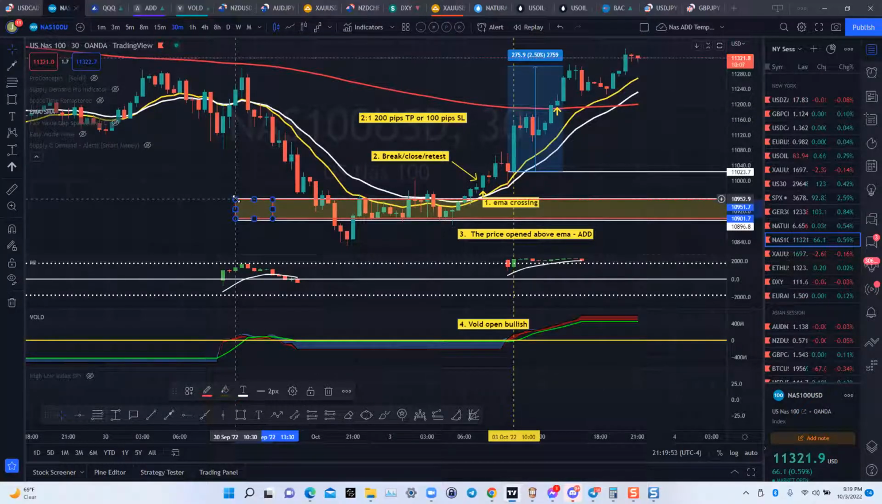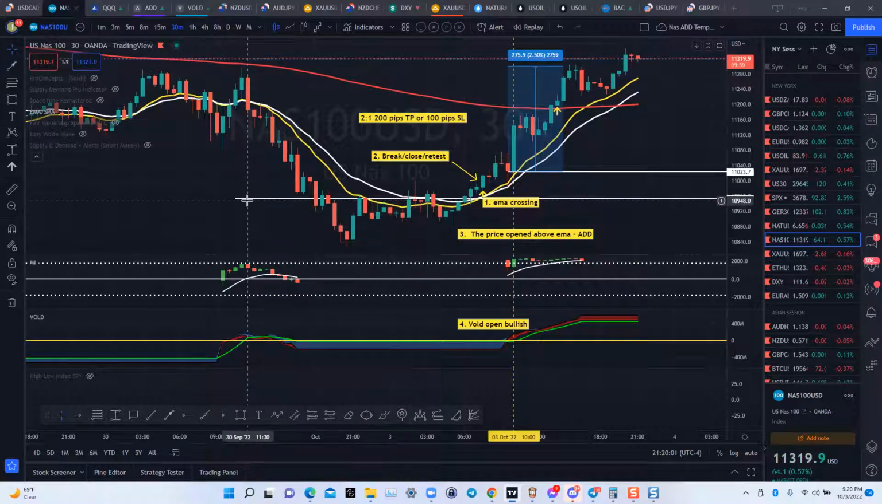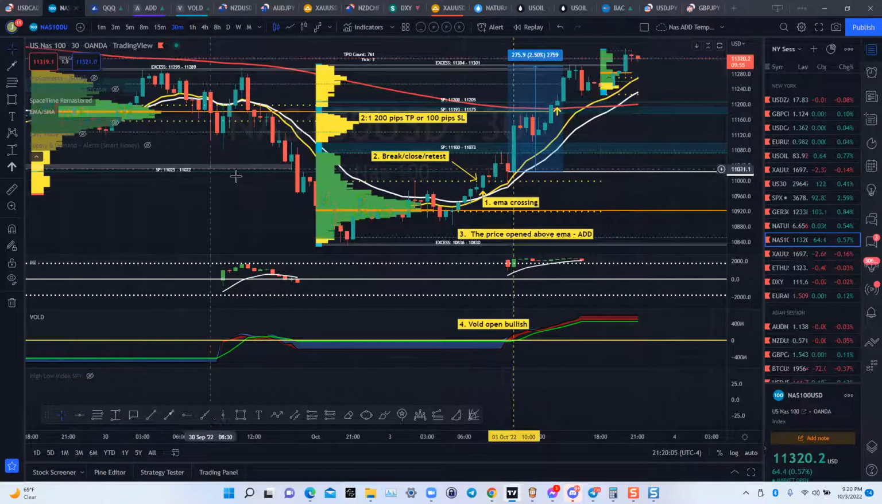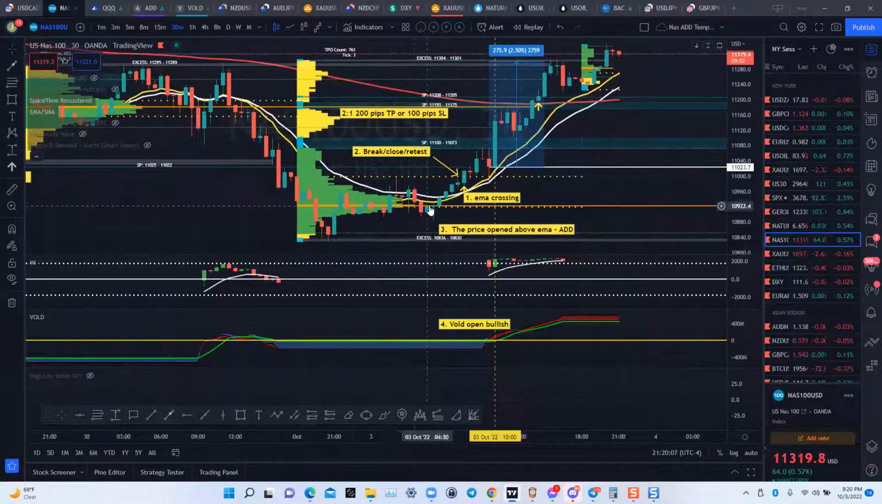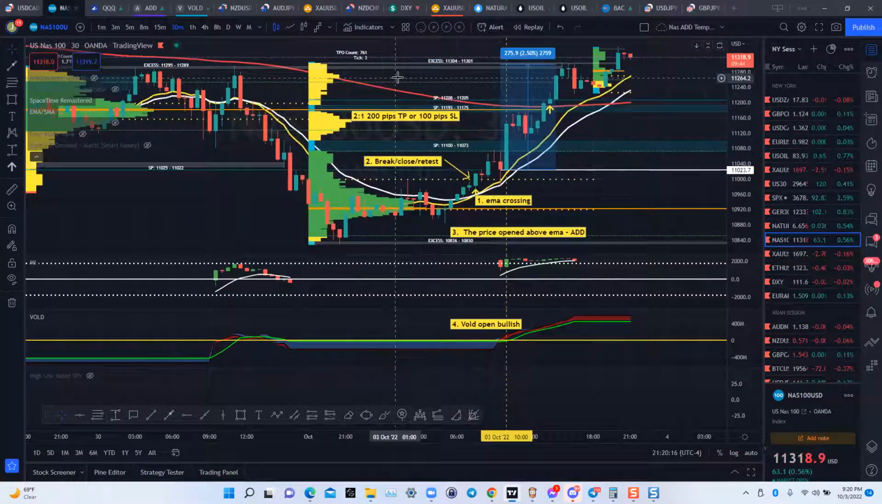So if I take this trap box off, right? I take this trap box off here, and take this off here. The Spaceman is like a complete thing. So it gives me my little trap box, what they call initial balance. And then it has these other levels here, what they call single prints. Single prints, basically, what I say is supply and demand on steroids.